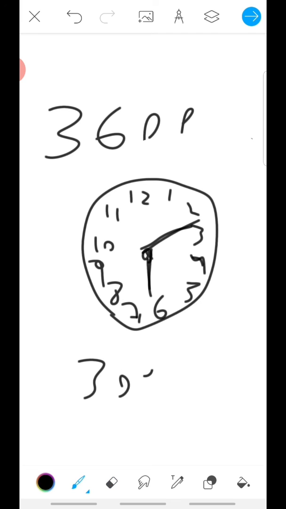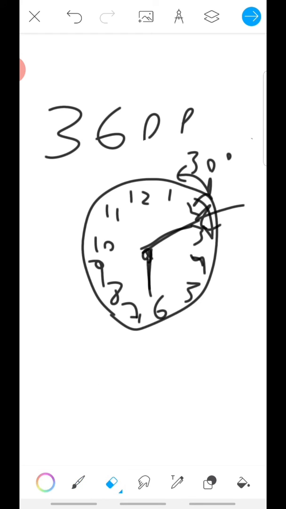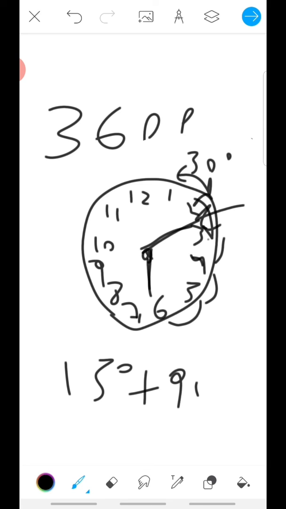We know that 1 hour, like from here to there, is equal to 30 degrees. But here it's at 30 minutes, meaning that it's gone half of here to there, which is 15 degrees. 15 degrees to the 3. And then from the 3 it's 30, 60, 90 degrees. So it's 15 plus 90, which is equal to 105 degrees. So there are 105 degrees between the two hands of the clock.